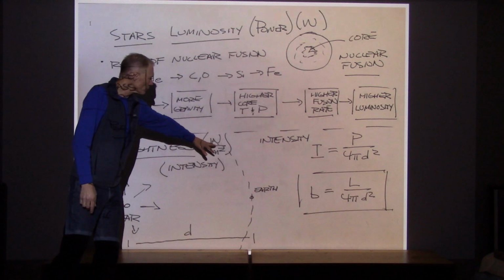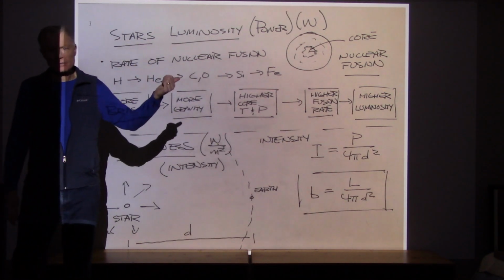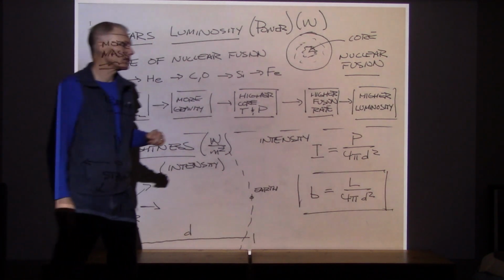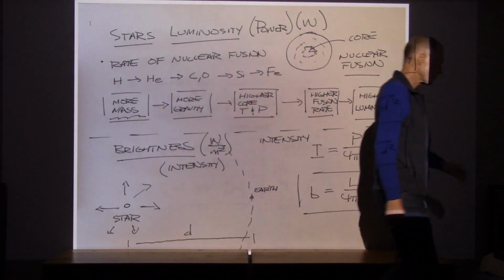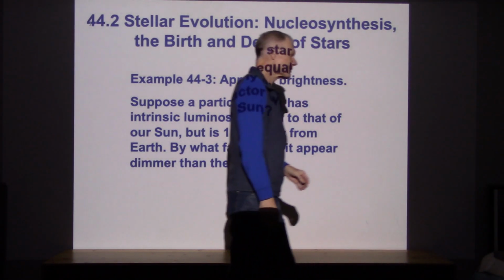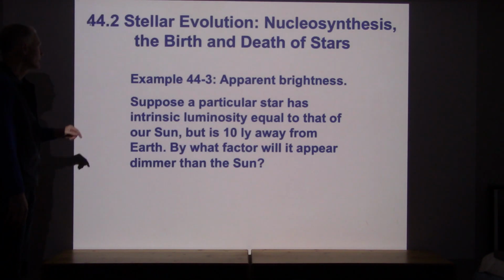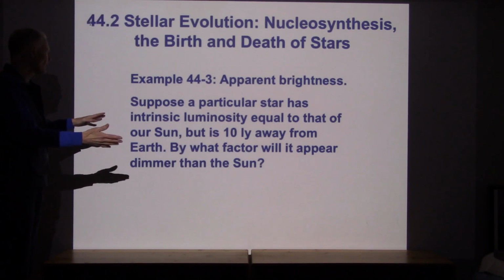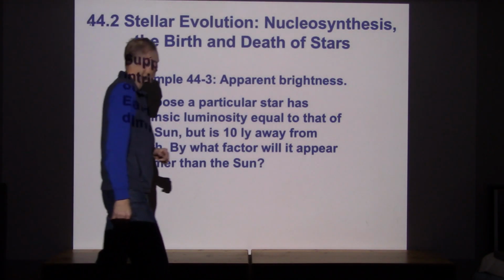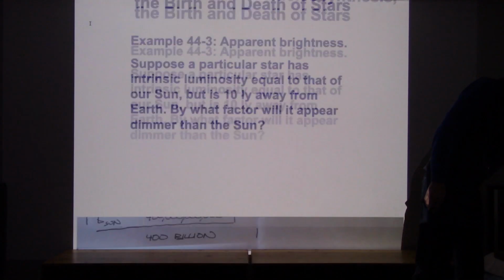And what determines how bright a star is viewed from Earth is the luminosity divided by 4 pi times the distance squared. All right, so here's a problem that they've given us. They've said that we have a particular star. It's got a certain luminosity. It's 10 light years away from Earth. And they want to ask what its brightness will be like.